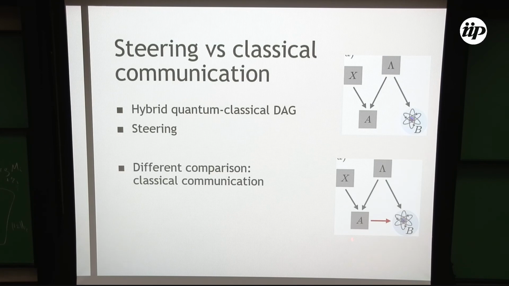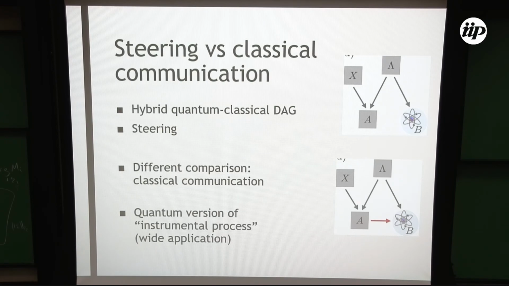Then what if we do different kinds of comparisons? What if we add a communication here, so we allow this communication to happen, right? It's a quantum version of a very well-known process called the instrumental process, used in situations in which you don't have the freedom to access the variables freely, like cancer research. You can't force people to smoke. Or economics. You can't just change things in an economy. So you use the classical version of these things.